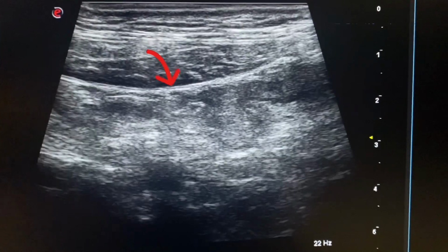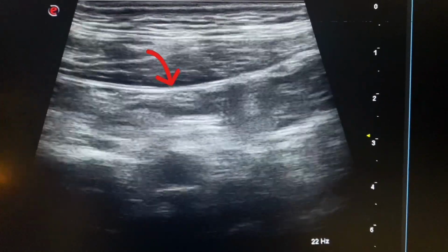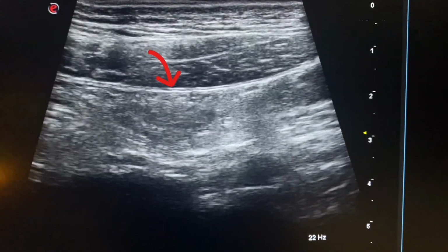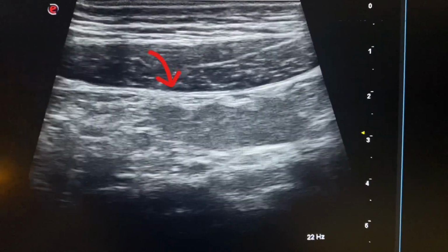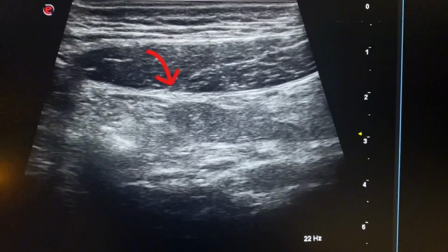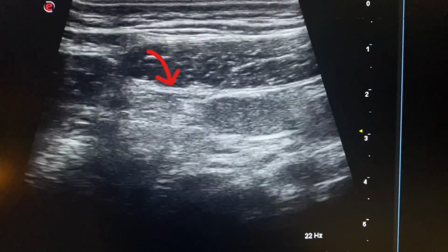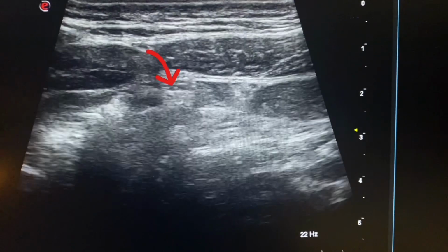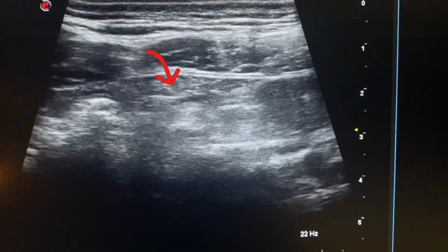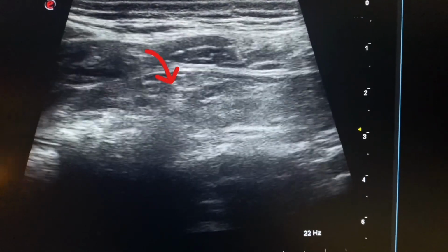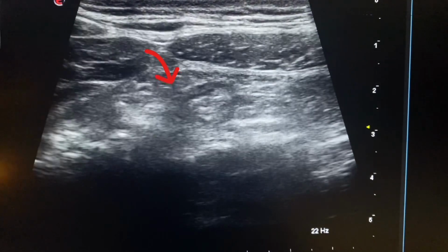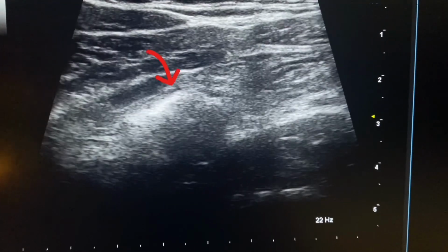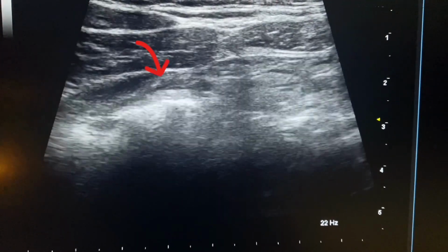The walls of the ileum are not visible due to being full of gases when they are normal, but when there is some inflammation, they become visible and prominent. Here we see the echogenic lining. These are gases.